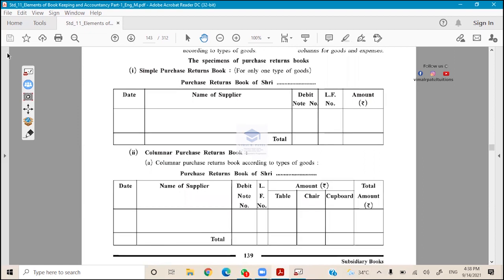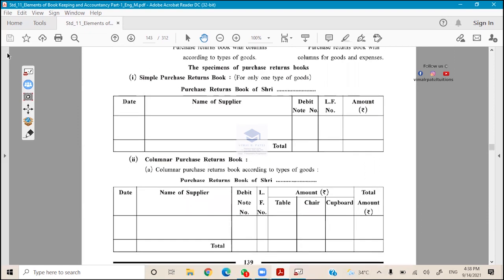Same way for simple purchase return book: date, name of supplier, debit note number, ledger folio number, amount. Purchase and purchase return are related to supplier. Whenever we are purchasing goods from some person, it is our supplier, and the same goods we are giving him back. Same way the person to whom we are selling goods is our customer, and sometimes due to some reason he is returning goods to us. That is called sales return book.